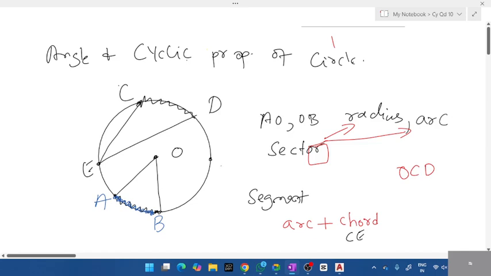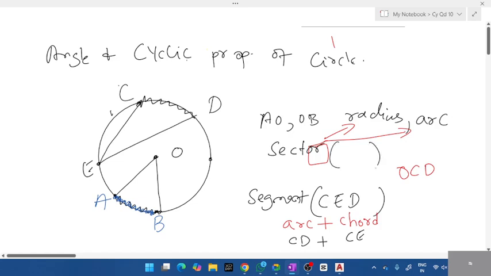What about arc? Which one is the arc in CED? What do you mean by arc? CD is the arc. So what is this, students? We call it a segment, right? What is CED known as? CED is known as segment.